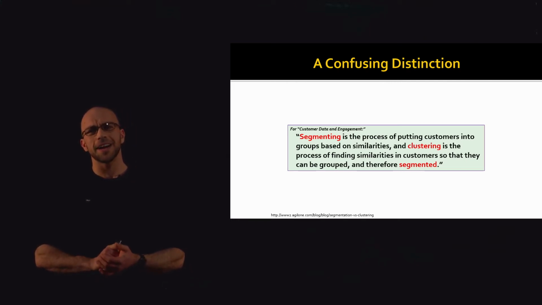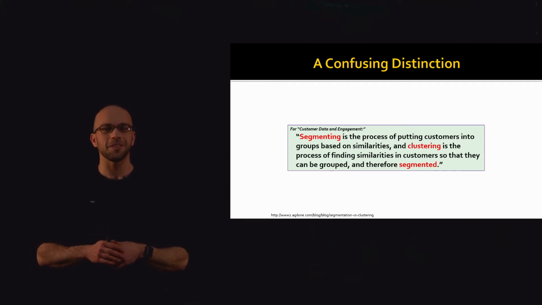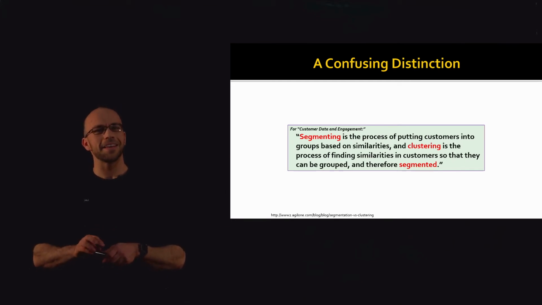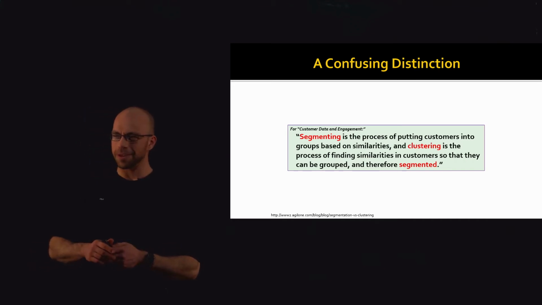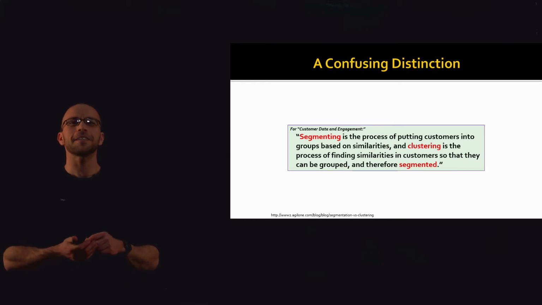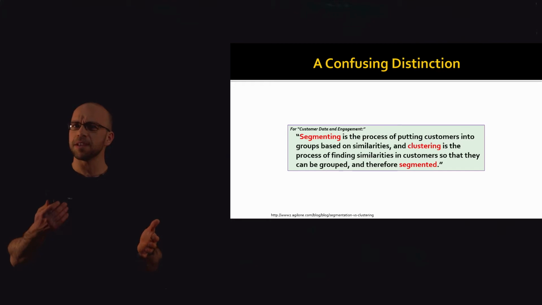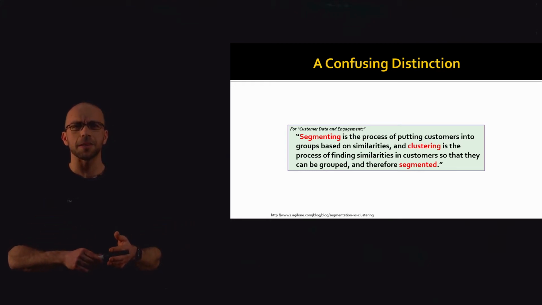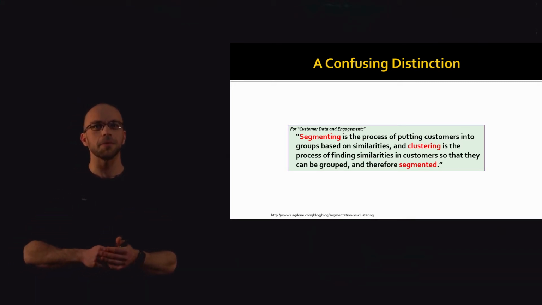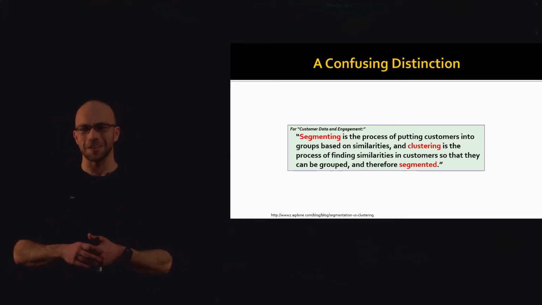One question that I asked is, what exactly is the difference between clustering and segmentation? And in my mind, these are very similar. I found this text in a business-oriented textbook, I think: segmentation is the process of putting customers into groups based on similarities, and clustering is the process of finding similarities in customers so that they can be grouped and therefore segmented. I'll be honest, I don't know what this means, but we're going to use these terms pretty much interchangeably today. And I think that's pretty much reflected in the literature as well.